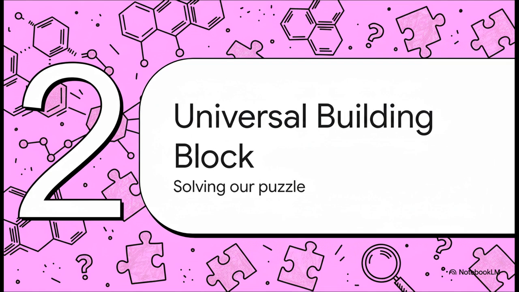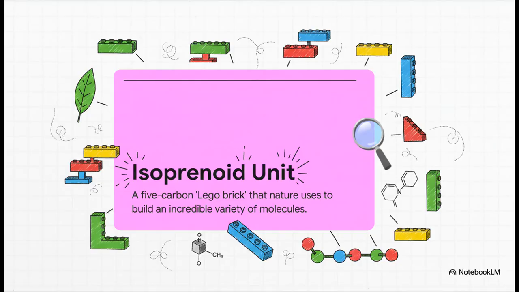All right, puzzle time is over. Let's solve this thing. The answer lies in a single, pretty humble molecule that nature uses with, frankly, astonishing creativity. And here it is, the 5-carbon isoprenoid unit. You really can think of this as nature's universal Lego brick. It's wild. From this one simple shape, life builds a staggering variety of complex and absolutely vital compounds. It's the ultimate example of modular design.